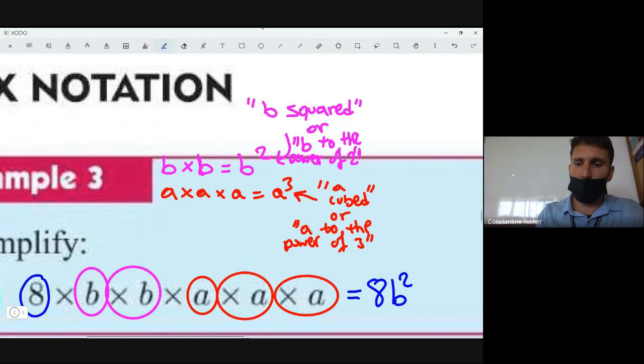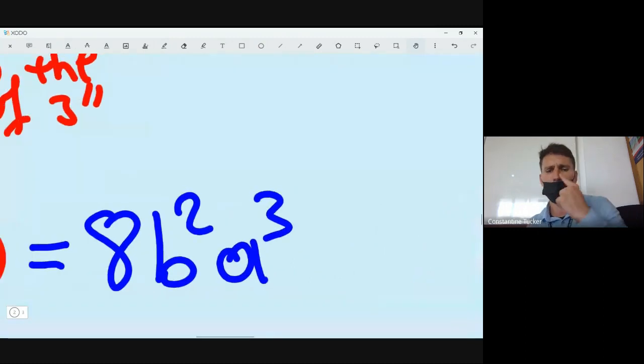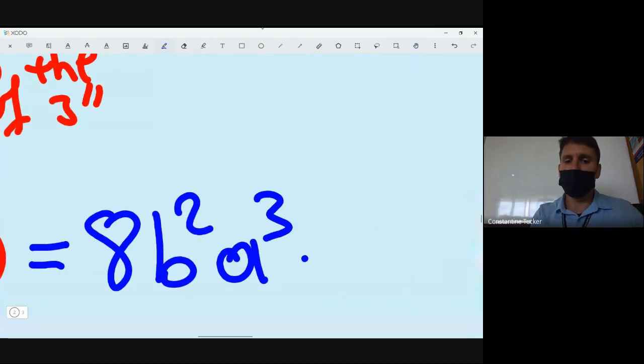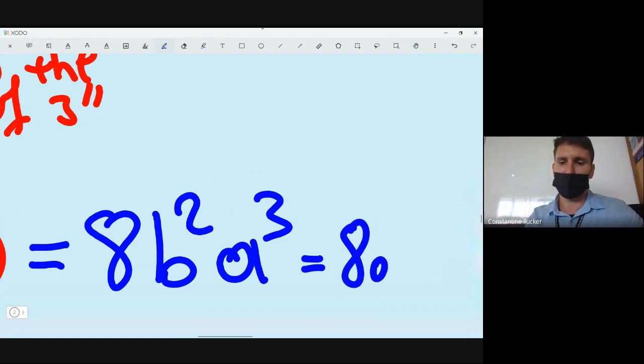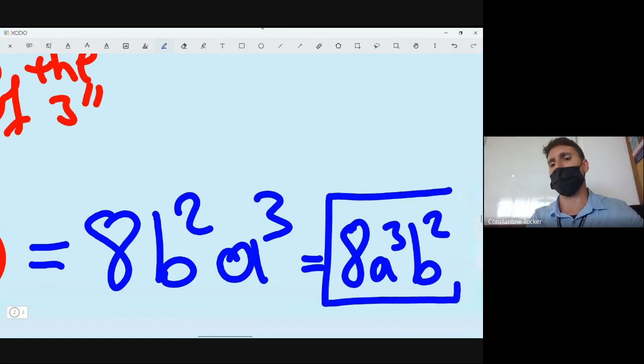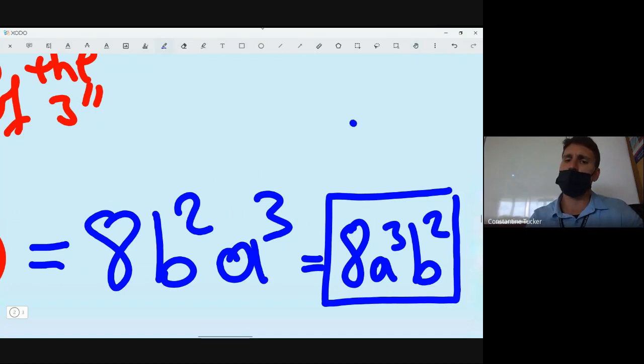8b squared a cubed. Great. Now, do you think we might be able to change something a little bit here? So how would we put it in order? Excellent. That's it. This actually is considered slightly simpler. Not that the previous one is wrong. It's just that we have a convention and we just prefer this. So I'll put a smiley face there to show you exactly that.